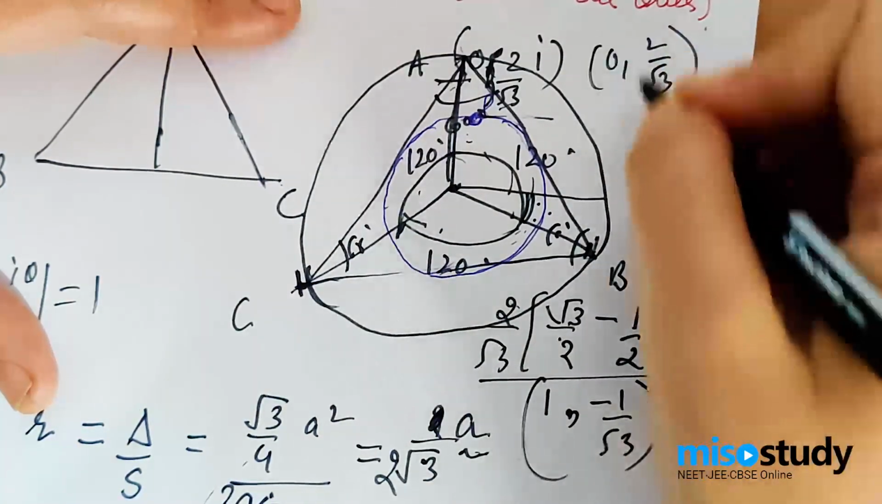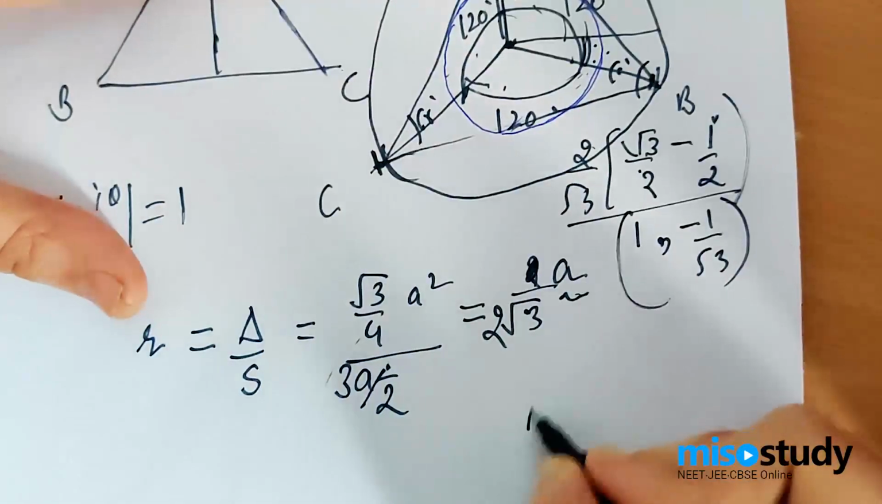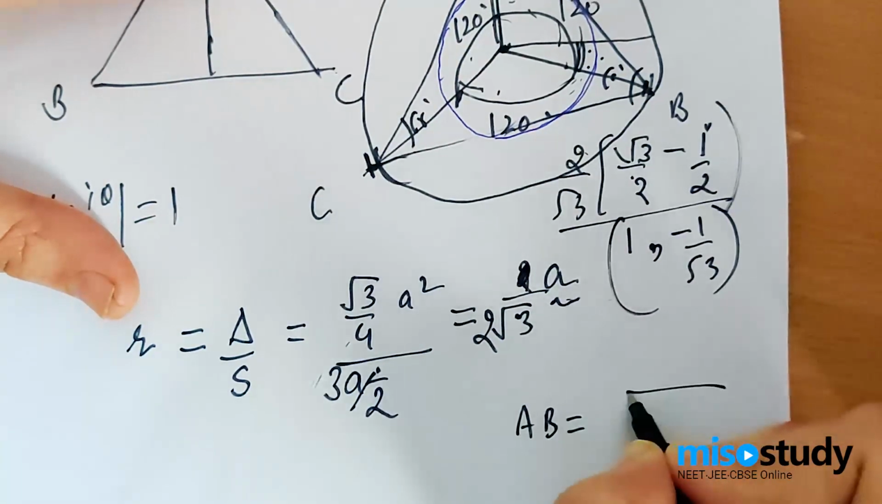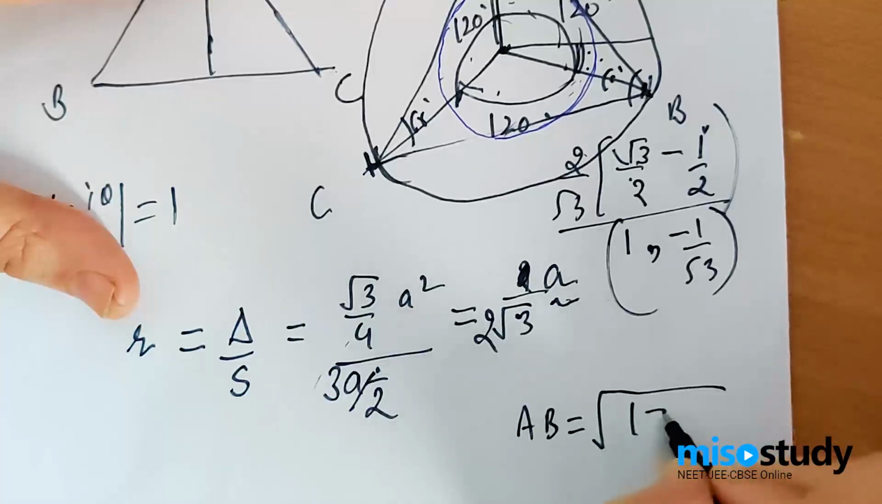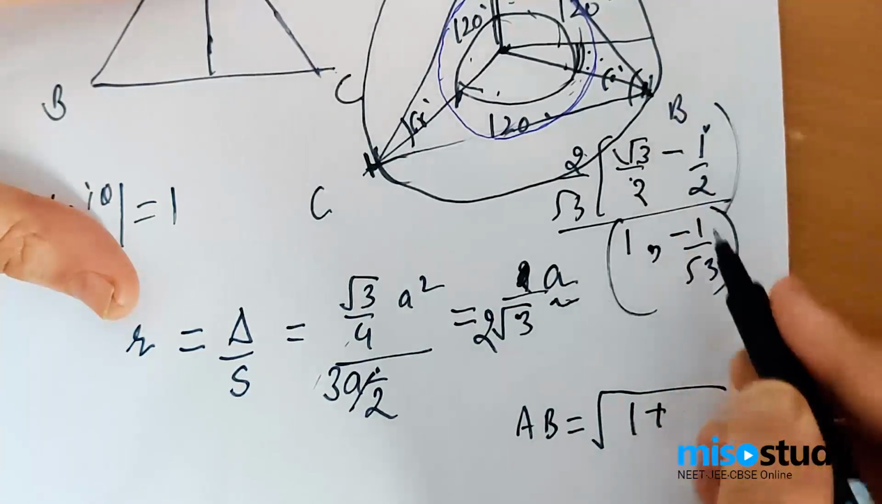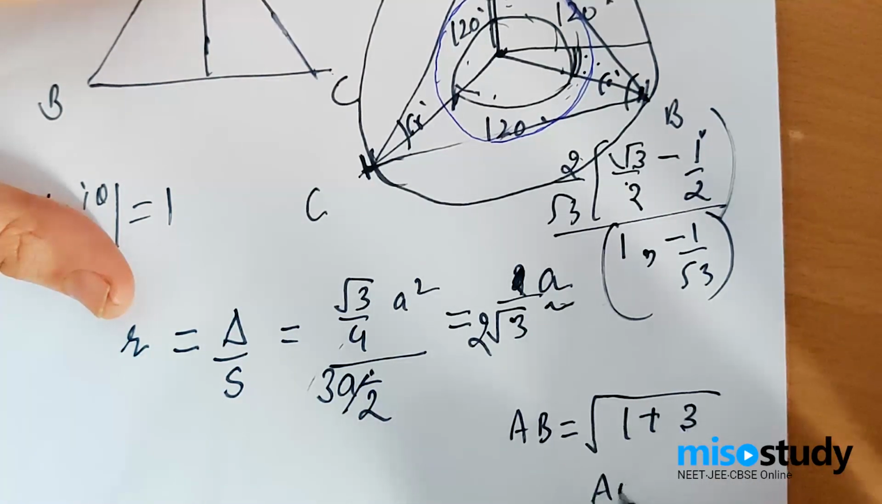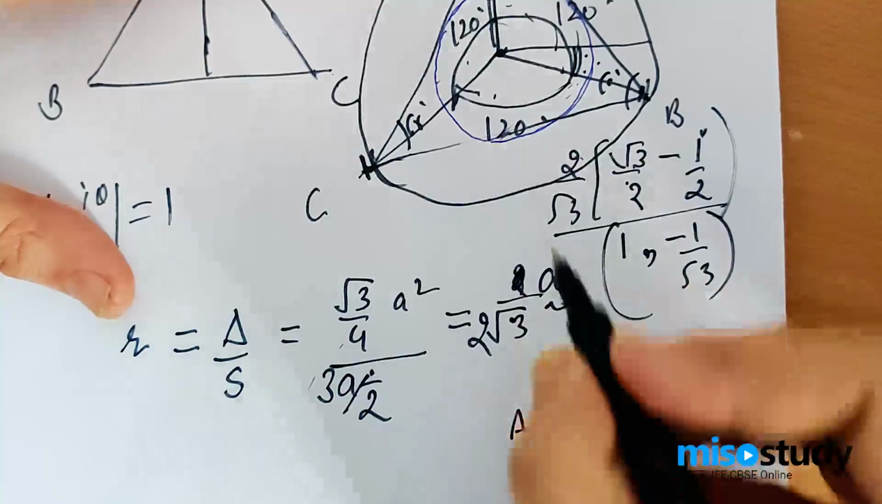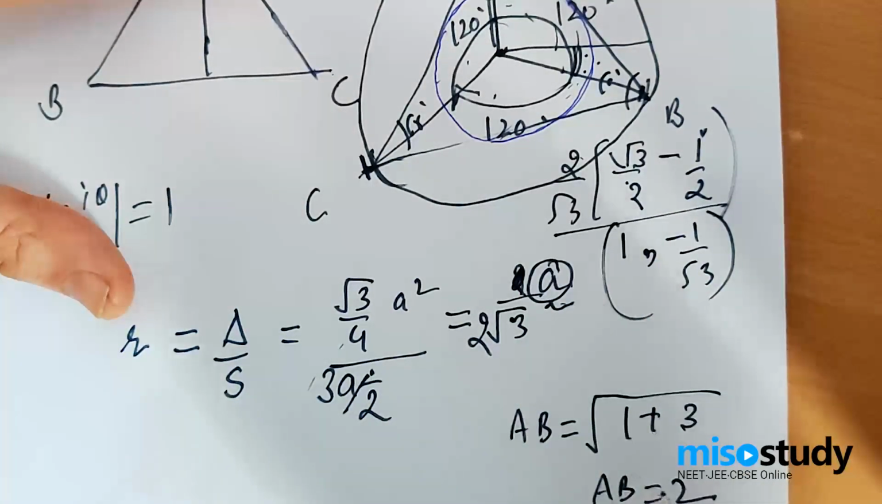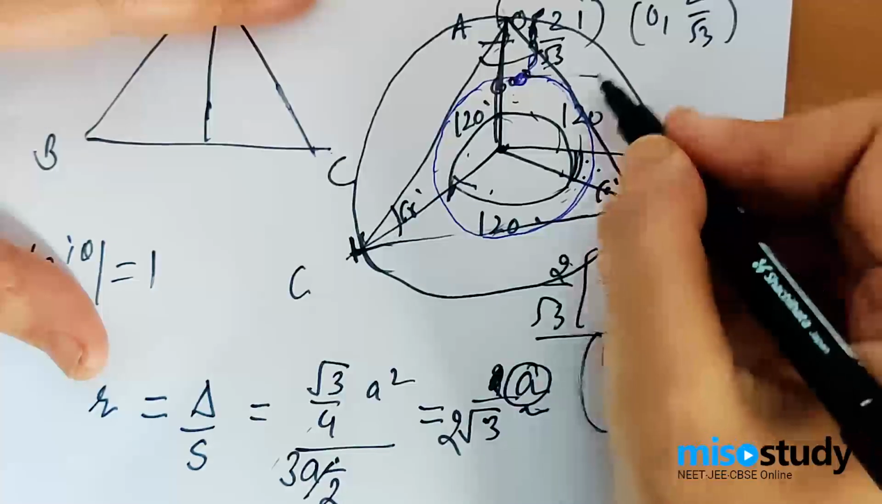So once you solve it, what will you have? AB would be 1 plus 2 root 3, 1 by root 3, that would be 3 by root 3 squared. That will give you what? Root 3 squared, that is 3. So AB is equal to 2. So therefore the length of the sides of the equilateral triangle is 2.